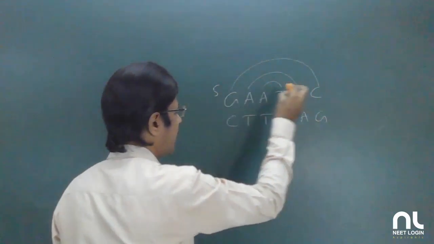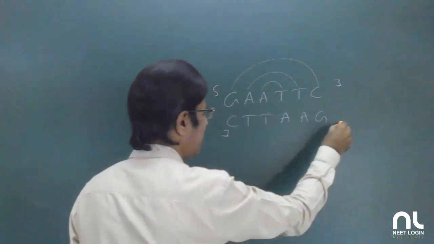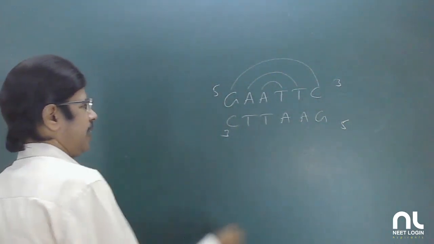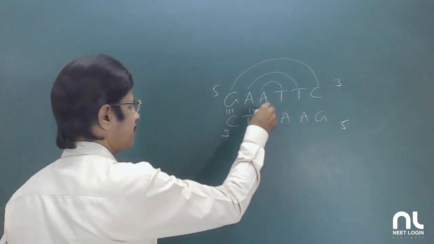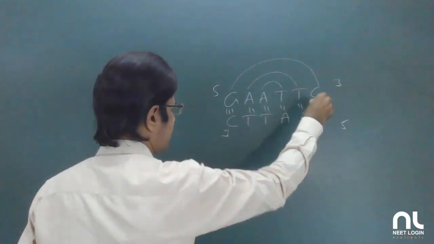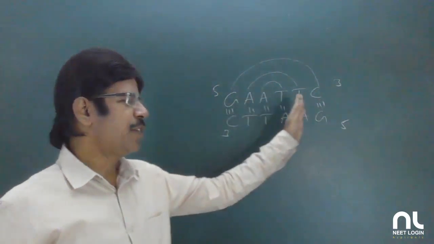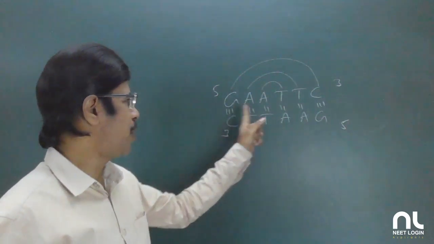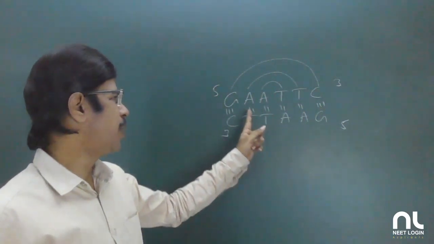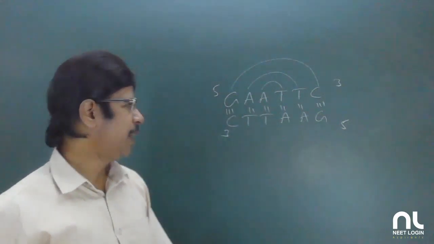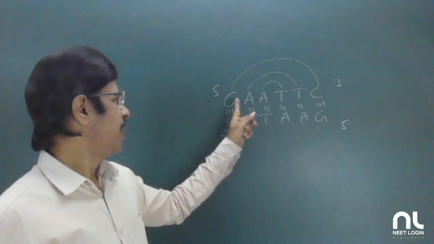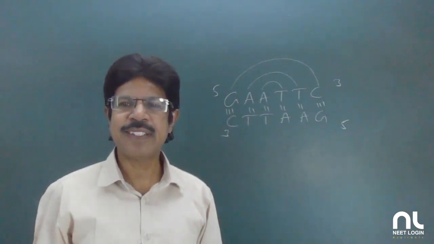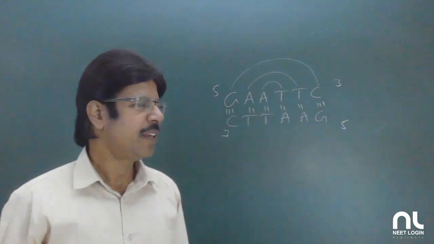GCAT-AT. It is 5, 3, 3, 5. Okay. In these bonds, how many total hydrogen bonds? It is 14. How many triple bonds? 2. How many double bonds? 1, 2, 3, 4. How many purines? 1, 2, 1, 2, 3, 3. 6 purines, 6 pyrimidines. Okay.